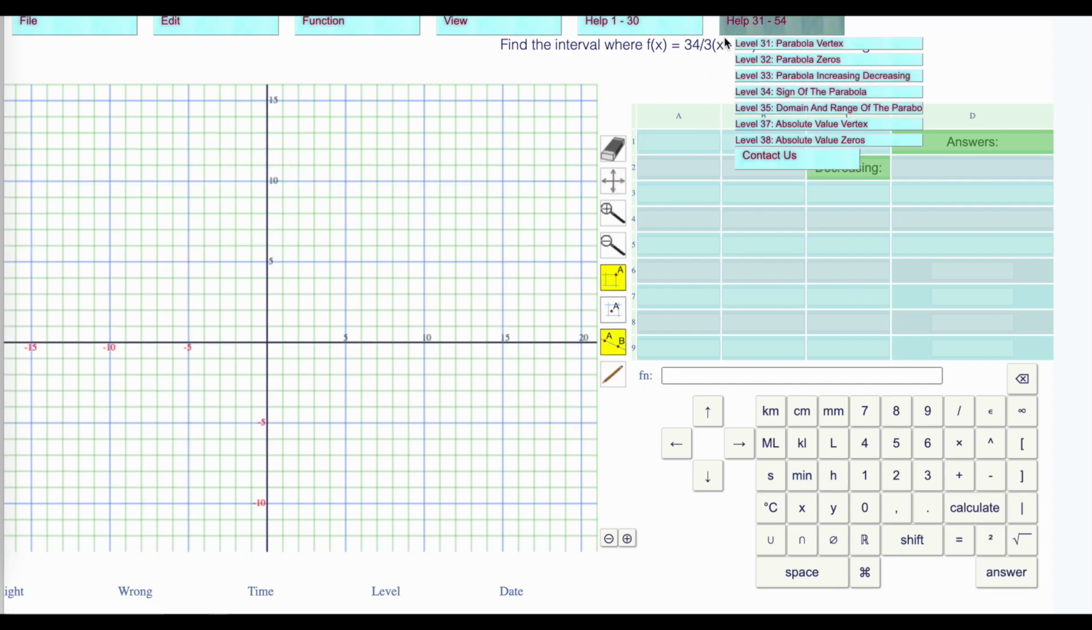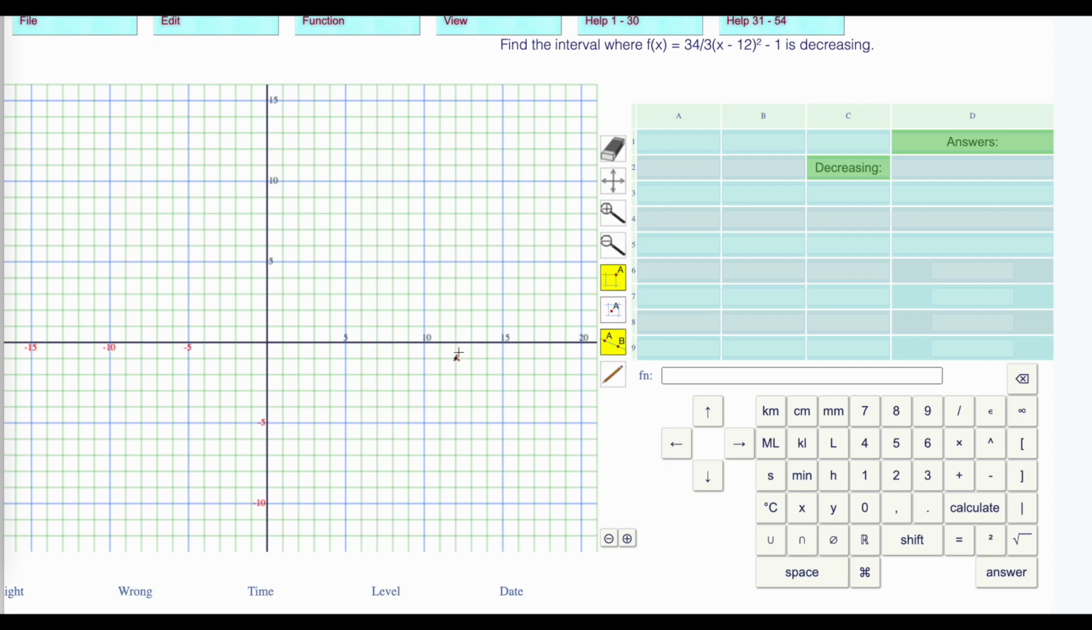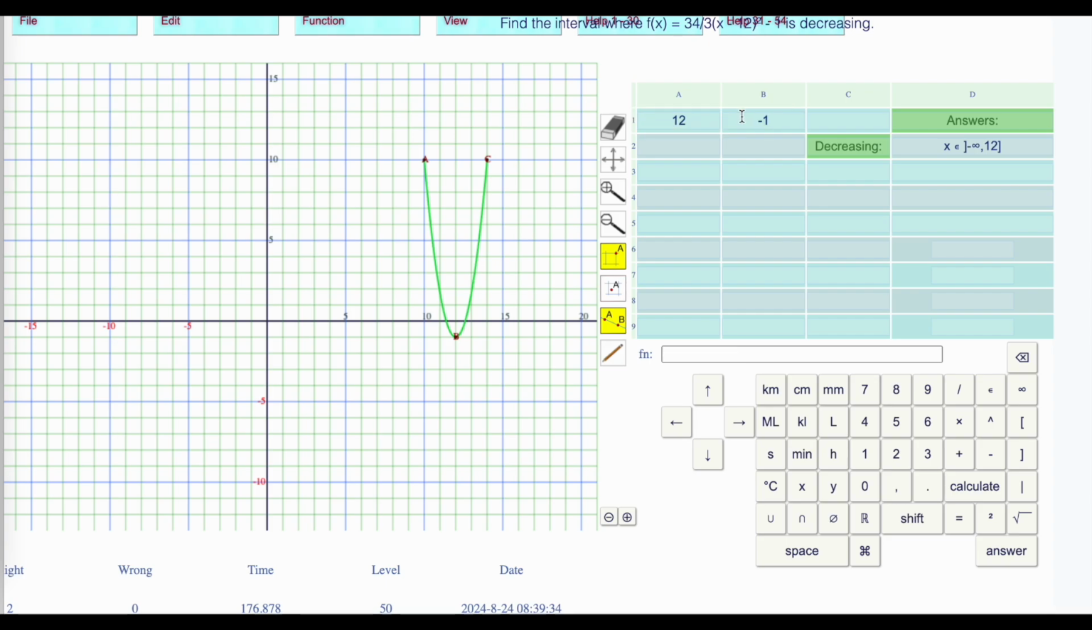The vertex is (12, -1), like that. It is opening up. It's going to do something like this. When's it decreasing? It's decreasing from negative infinity up until this vertex, when x is a member of (negative infinity, 12]. But once again, this is not the exact parabola. When x is positive 12, the y value should be -1, is equal to 34 divided by 3 times, open bracket, the x value, take away 12, close that, square all that, take away 1, that gives us -1.